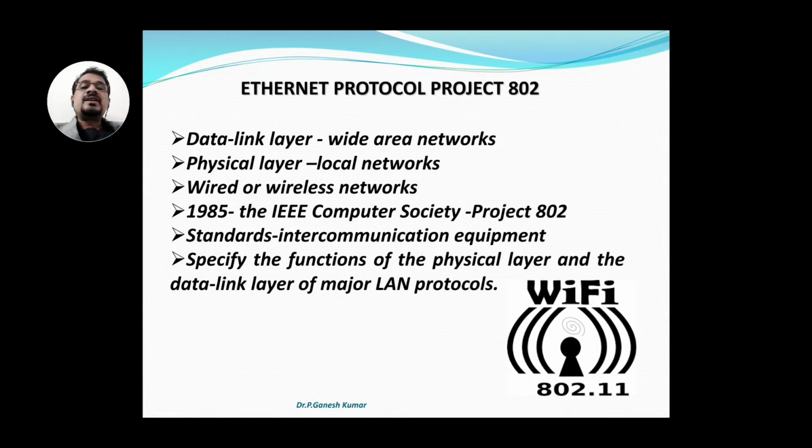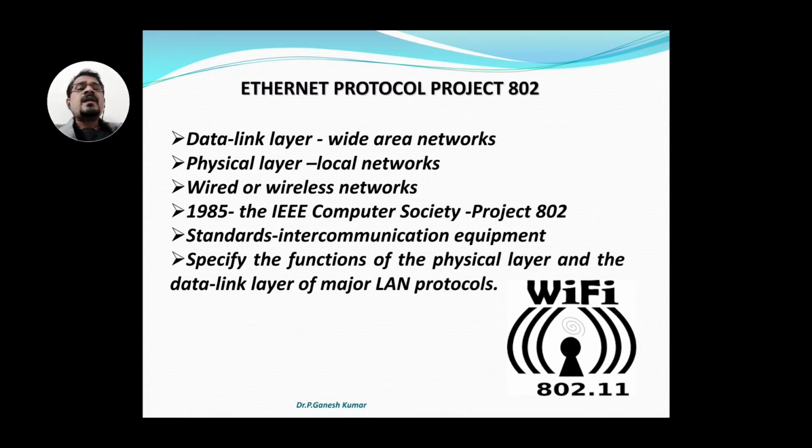We all know that the data link layer provides the gateway to wide area networks, and the physical layer supports the local network, supporting both wired and wireless networks. This project was started in 1985 by the IEEE Society and was named project IEEE 802. Other standards are numbered IEEE 802.1, 2, 3, 5 and 11. 802.11 is very famous, as we all know it is Wi-Fi, the wireless LAN network.